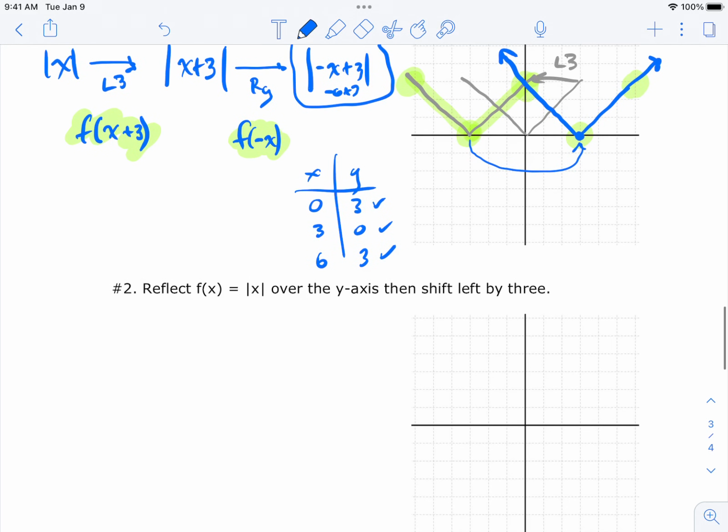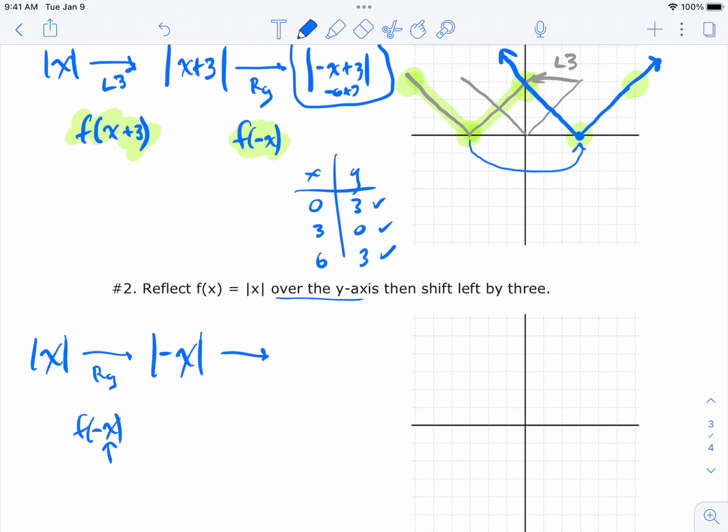So we're starting with the absolute value of x, just like we did last time. This is saying that first we should reflect over the y-axis. So remember, how you reflect over the y-axis is you make x into a negative x. So that does this. Go inside the function, make x into a negative x. Yep, that's what that does.